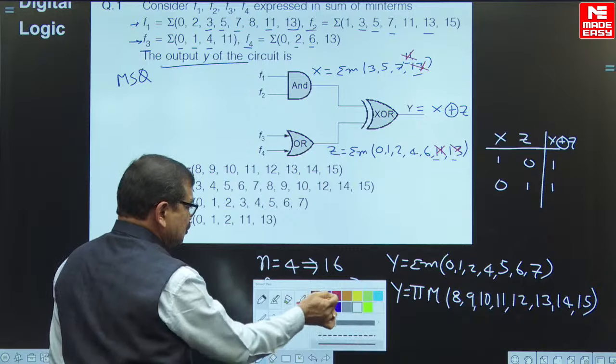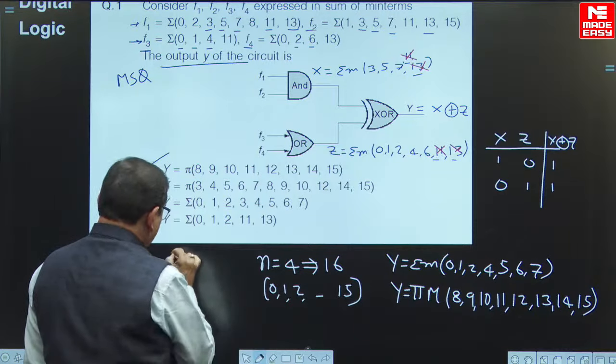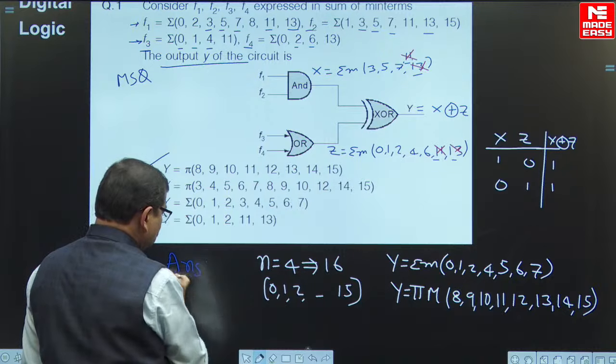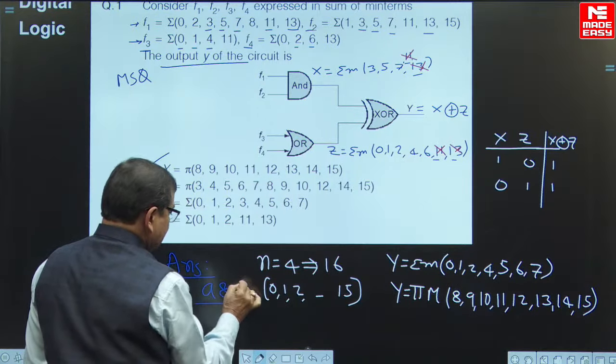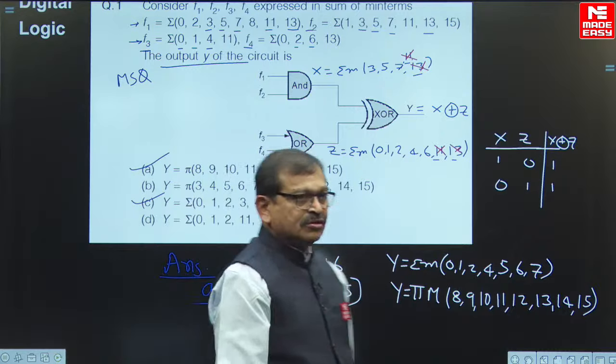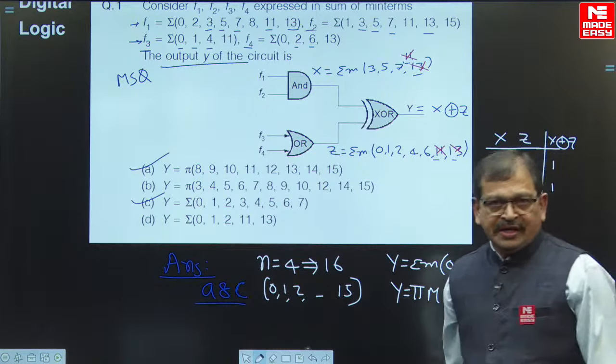Based on this, the option A is also correct. So finally the answer for this MSQ question is A and C. Okay, so let us move to the next question.